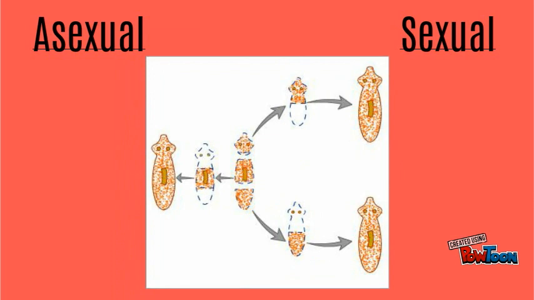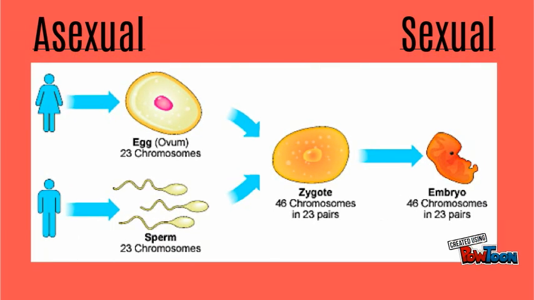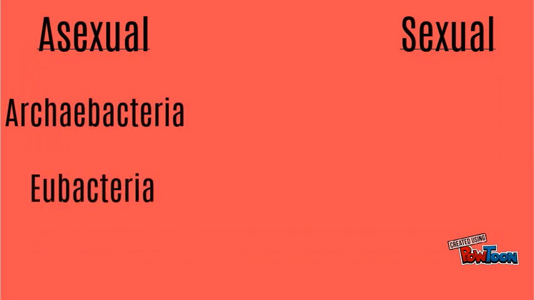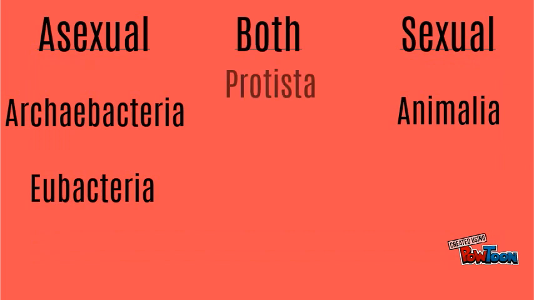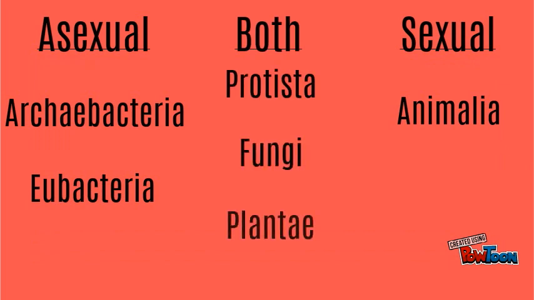Organisms can reproduce asexually or sexually. Asexual reproduction is when one parent produces offspring that are identical to itself, sort of like a copy. Sexual reproduction is when 2 parents combine DNA through sex cells and produce offspring that have a mixture of the parents' traits. Archaebacteria and Eubacteria reproduce asexually, Animalia reproduces sexually, and Protista, fungi, and plantae use both methods.